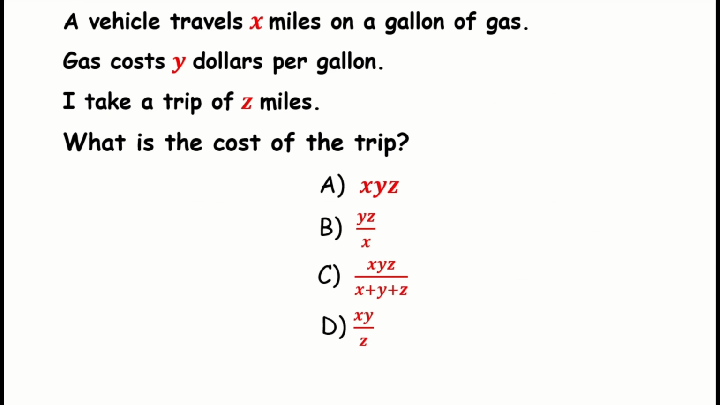So going back to our original problem, what is the cost of the trip? The answer is Y times Z all over X. So the answer is B.